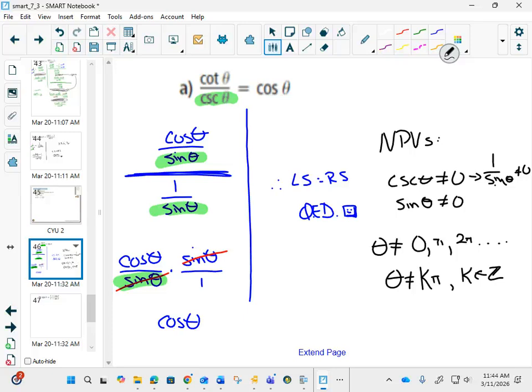For the cosecant, you don't have to write anything, because if you changed it to this, the only place a fraction is equal to 0 is if the numerator is 0. And in this case, the numerator is never 0. You don't have to worry about cotangent because you're not dividing by cotangent. So let's look at the second one.